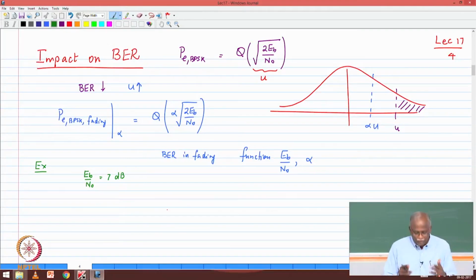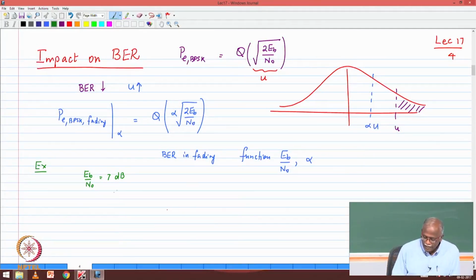Because if somebody were to tell you, I'm designing for you a BPSK system, I will design for you 10 power minus 4 BER at 0 dB Eb by N naught, you say, okay, wait a minute, that's not possible. You must be able to have an intuitive feel for at what SNR I will get a reasonable BER. So keep the numbers also in mind.